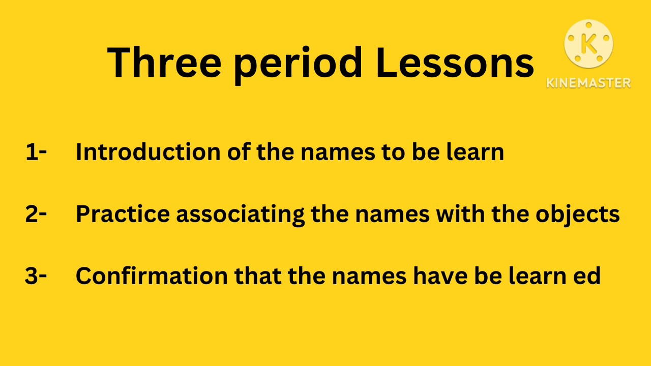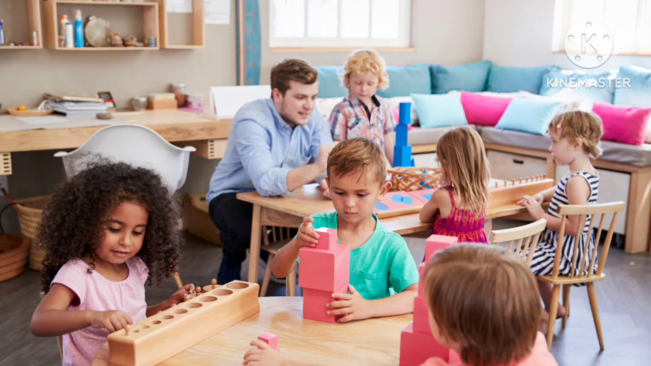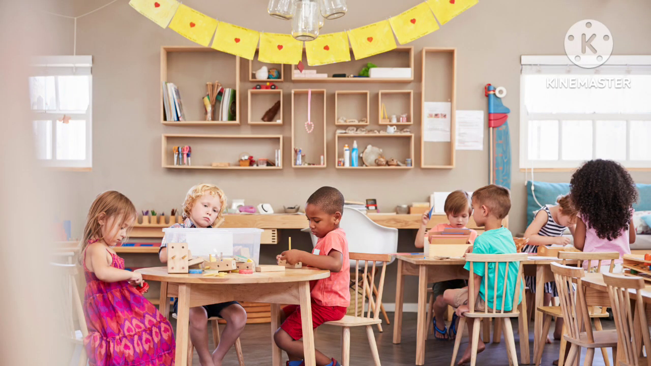Second period lesson. Practice associating the names with the object. The teacher gives each name in turn, asking the child to point out the object named. This is first done without moving the object. Then the object can be moved about to challenge the child and to keep the lesson interesting. Movement helps the child learn. The teacher can use questions or short commands, to which the child will respond by indicating or moving the object named.